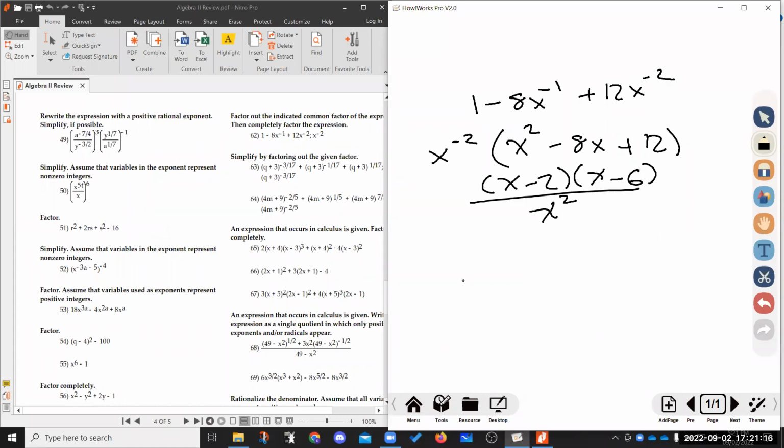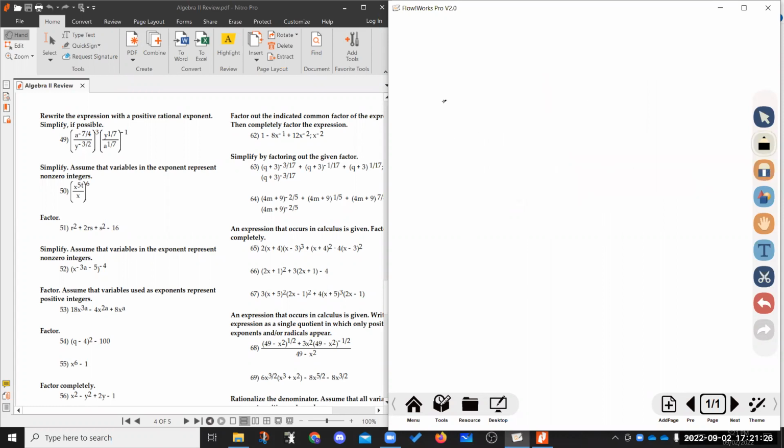So we can see the zeros of the numerator would be 2 and 6, and the zeros of the denominator would be 0. This is something very important in calculus. So we're going to have a few more problems like that.